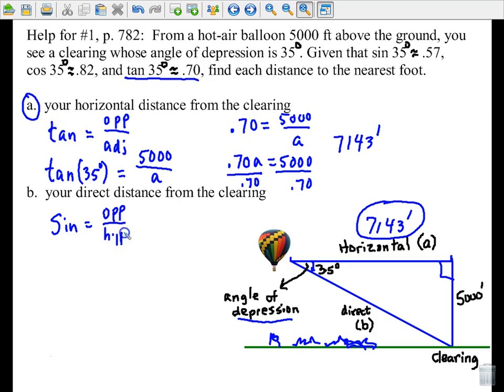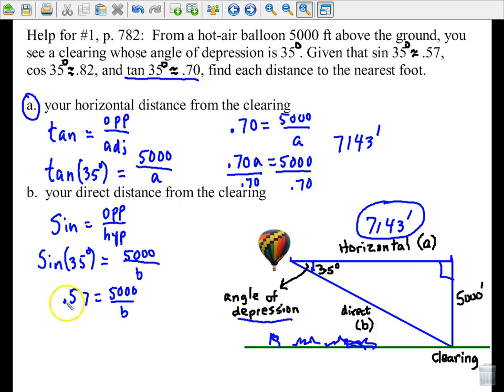Okay, I'm just writing these out so you'll just see them again, get used to seeing these ratios. It's going to be your job to have these committed to memory. So once again, in this case, getting specific to this problem, sine 35 degrees is equal to 5,000, the opposite side, divided by the hypotenuse, which is what we're actually looking for. Well, sine 35 degrees has been given as 0.57.